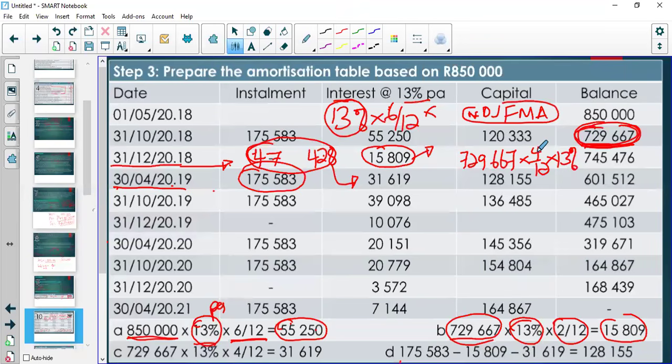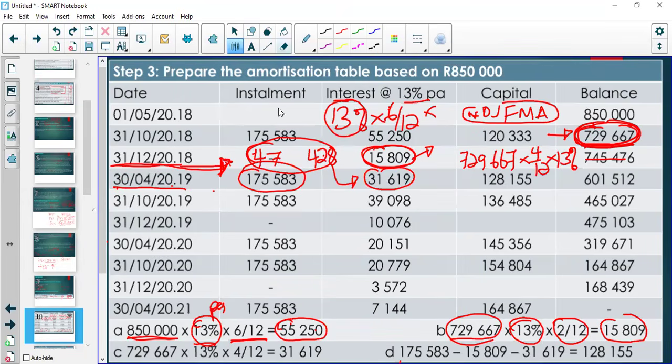Remember that it should be 6, but the other 2 were already accounted because we wanted to close the year and we needed to take into account everything earned during that year. Then the other 4 is still based on the original balance at the beginning of the 6-month period. All right, but then we account for only 4 months. So it's 4 divided by 12. Then we get 31,619.